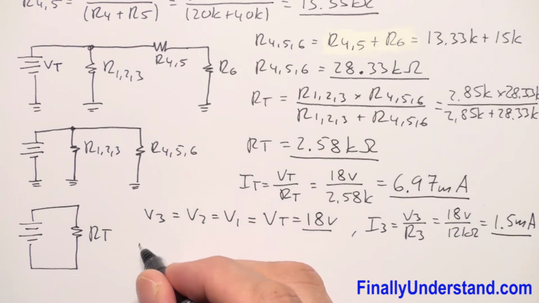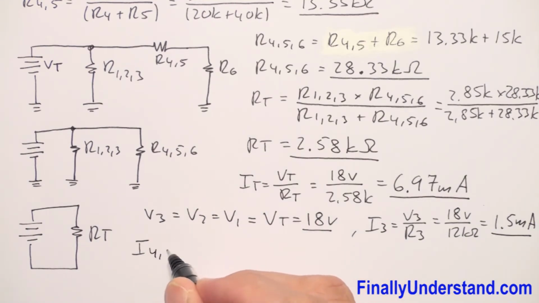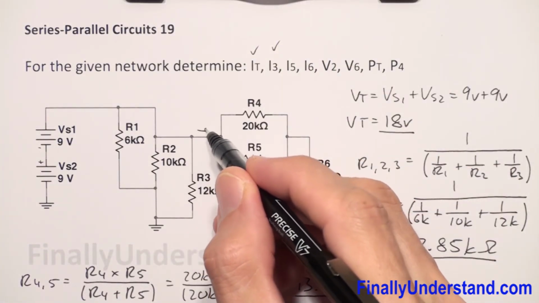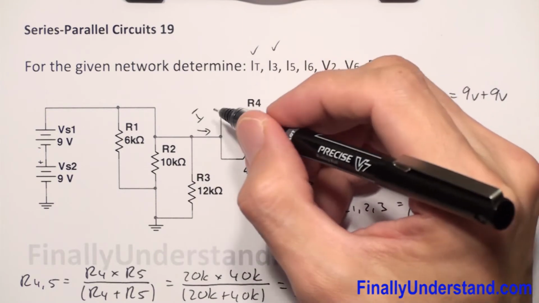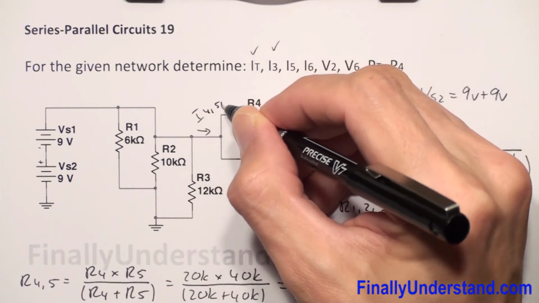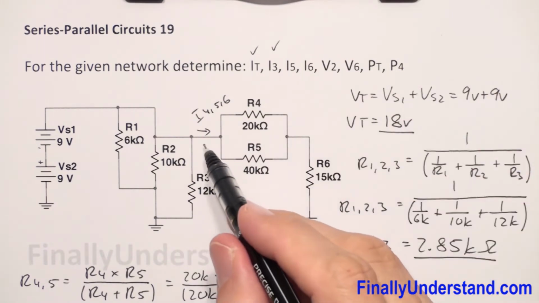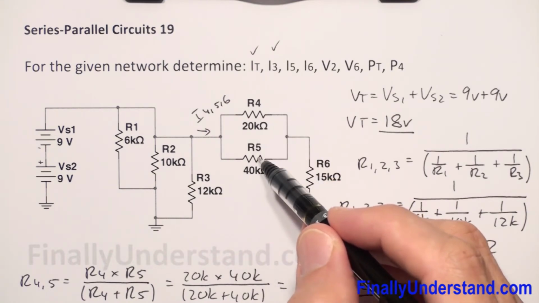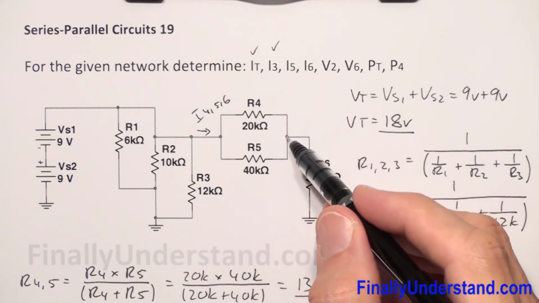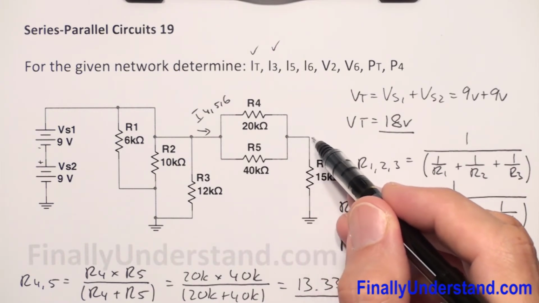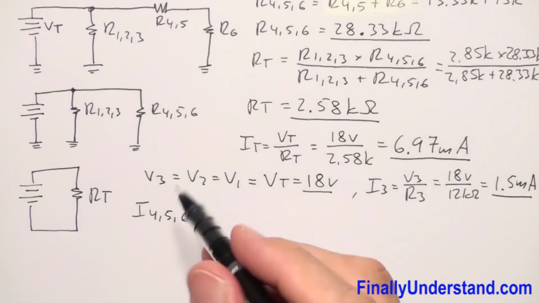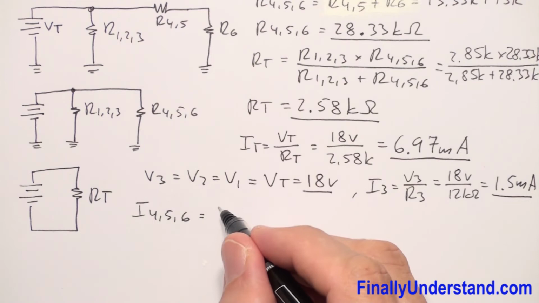So I'm going to find I4,5,6, and please notice that this is going to be my current I4,5,6. This current is going to split into two currents, I4 and I5, and after that it is going to get back together and also create I6. That's why I'm going to say that this current is also equal to I6.